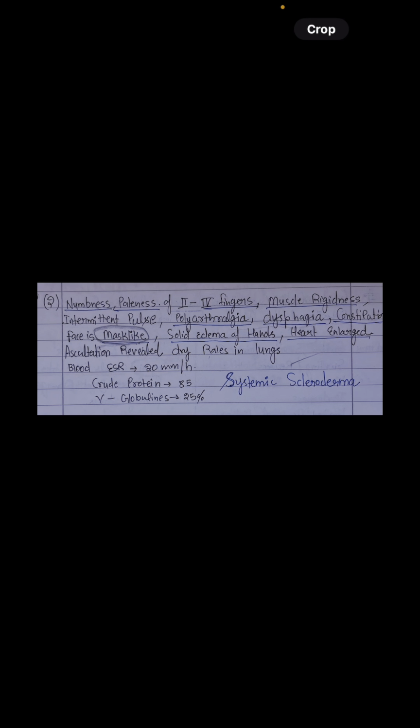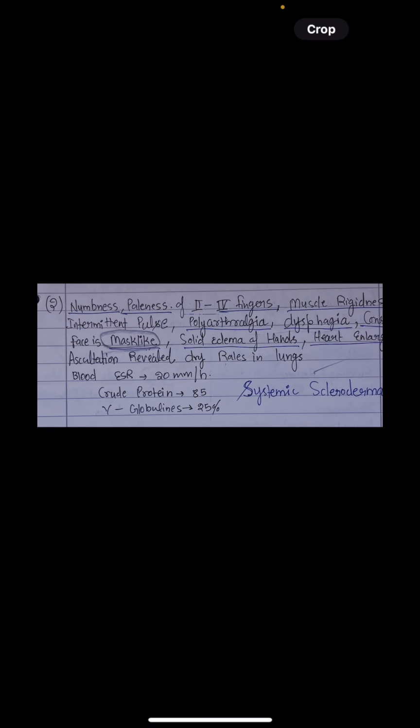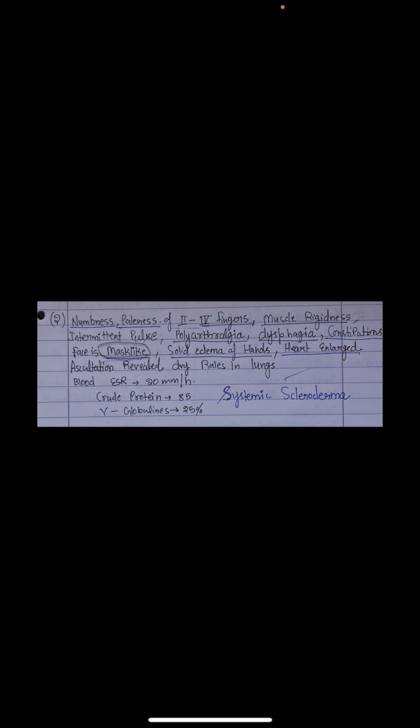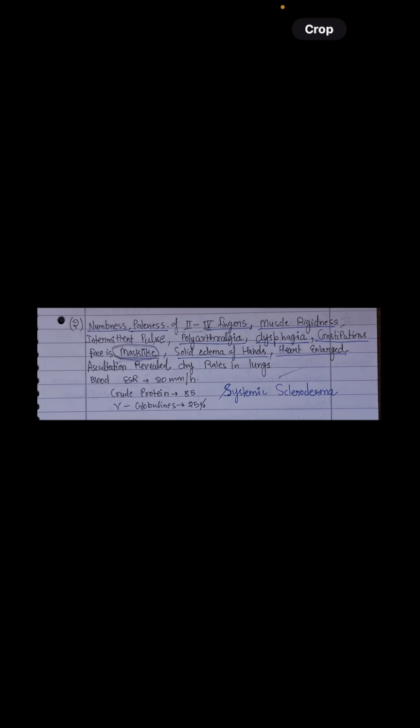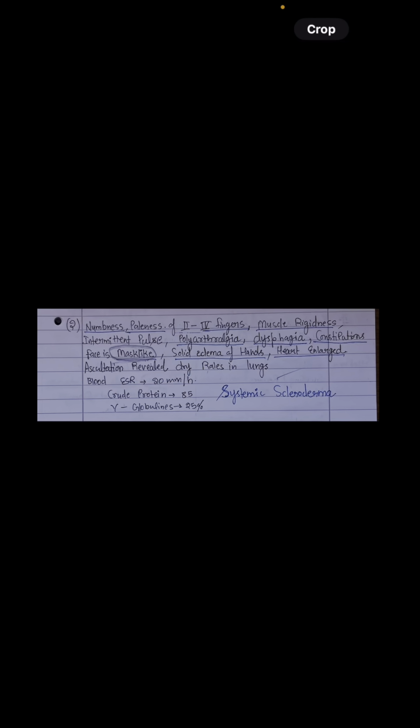The next patient talks about numbness, paleness of the second and fourth fingers, muscle rigidness, intermittent pulse, and many more things. The main thing we want to see here is mask-like face. You can pause the video and read the question twice, no problem. I'm just trying to highlight the question's keywords only because I have a bit less time. So solid edema of the hands, the mask-like face itself, which is amimia, is enough to mark systemic scleroderma.